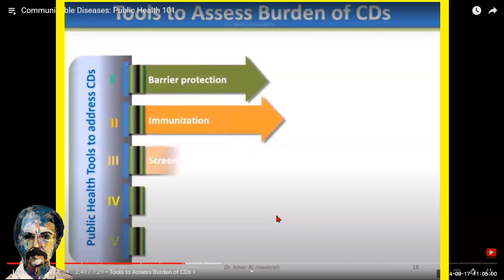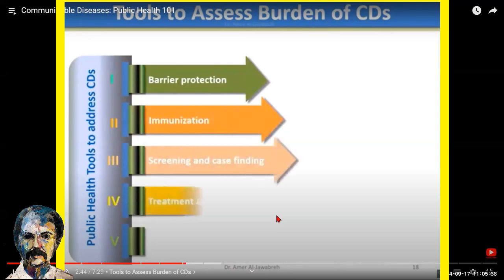Secondly, second tool, immunization. What is the rationale behind immunization? Is to strengthen your immune system. When your immune system is very strong, then you will be exposed less frequently to diseases. And even if you have the disease, you will have it mildly. So you are strengthening your immune system to become like a shield to you.